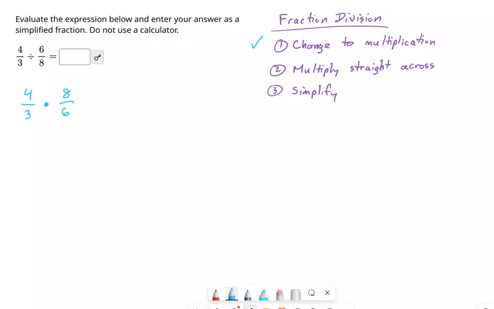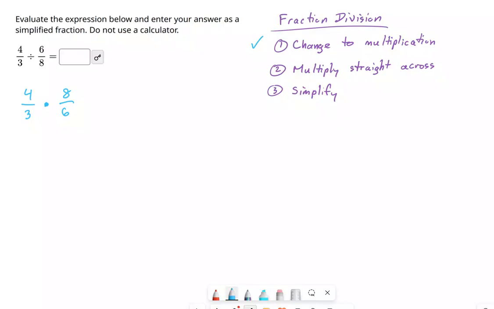We could spend some time talking about why this actually works, but I don't really want to make this video too long. I'm going to assume you have seen this before. It's called keep, change, flip. So that's step one. Right now it's a multiplication problem. And if you actually had a multiplication problem, not a division one, this is where it's going to look a lot like what you're dealing with.